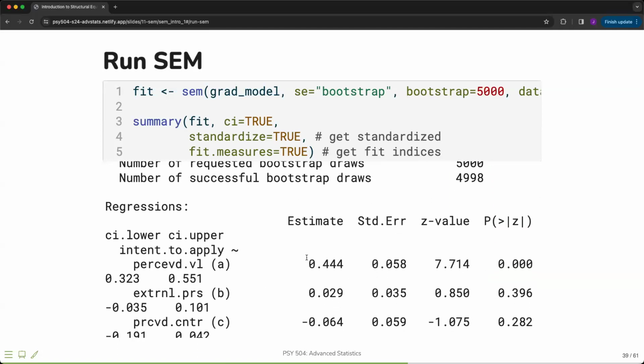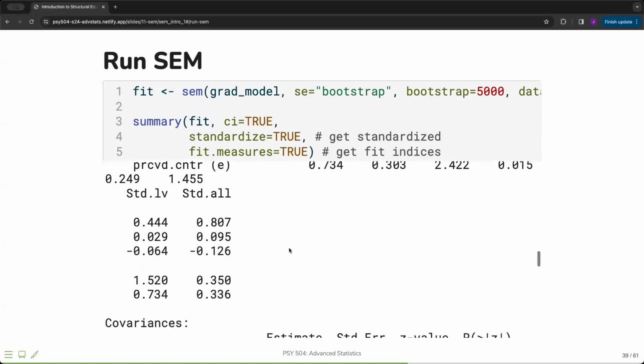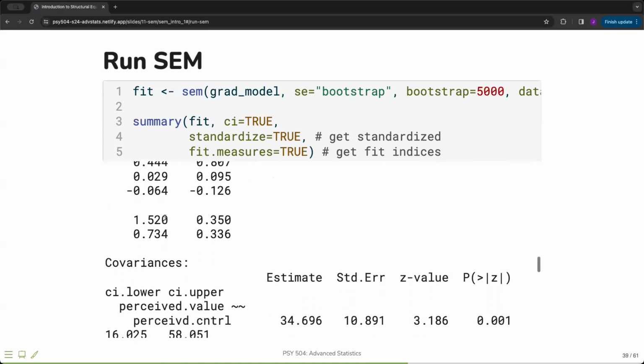So this is kind of a messy version of the parameter estimates, so I'm not going to go over those just yet. But what I wanted to point out is that when we say standardized equals true, we have a column appended to our output called standardize all. This is what we would want to report in our papers. This is the standardized output. We don't have any latent variables, but if we did have latent variables, that's what the standardized latent variable column would indicate here. But for our purposes, we should look at the standardize all column here.